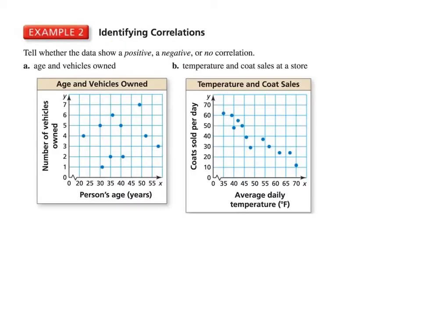Going to example 2, identifying correlations. Tell whether the data show a positive, a negative, or no correlation. The points are scattered all over the place here. So part A, very simple answer, there's no correlation.